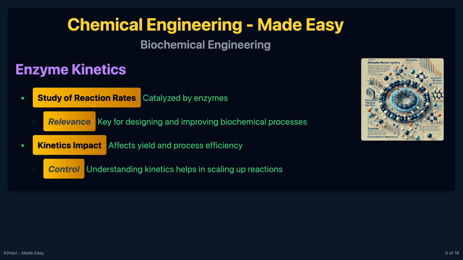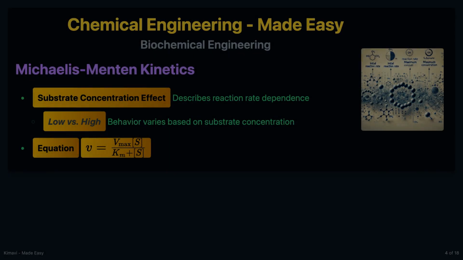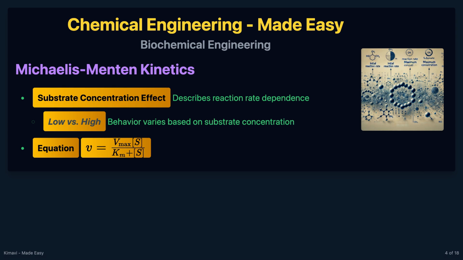Enzyme kinetics is the study of the rates of chemical reactions that are catalyzed by enzymes. Understanding enzyme kinetics is crucial for designing and optimizing biochemical processes. One of the most important models in enzyme kinetics is the Michaelis-Menten equation, which describes how the rate of the reaction depends on the concentration of the substrate. The equation is given by V equals V max times the substrate concentration divided by Km plus the substrate concentration.